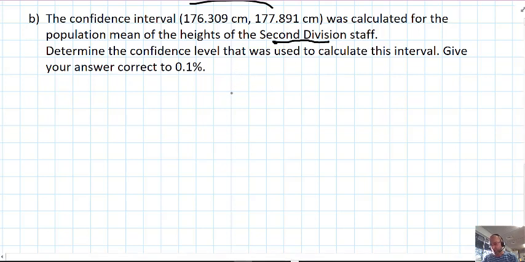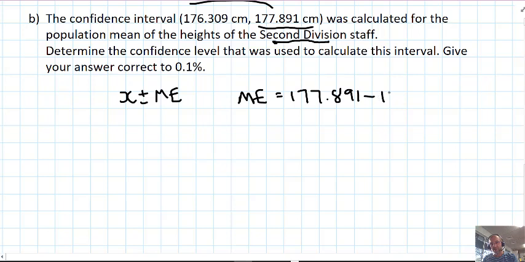So what we need to do is realize that the margin of error, so we've got x̄ plus or minus the margin of error, is important here. So what you do is grab one of the limits. I'm going to grab the upper limit. You could do this with the lower limit, and it'd be the mean plus that equals the upper end. And so if we rearrange that to get the margin of error based on what we've got at the upper end, we've got 177.891, take the mean of 177.1, and we get 0.791 if we take it to 3 decimal places.